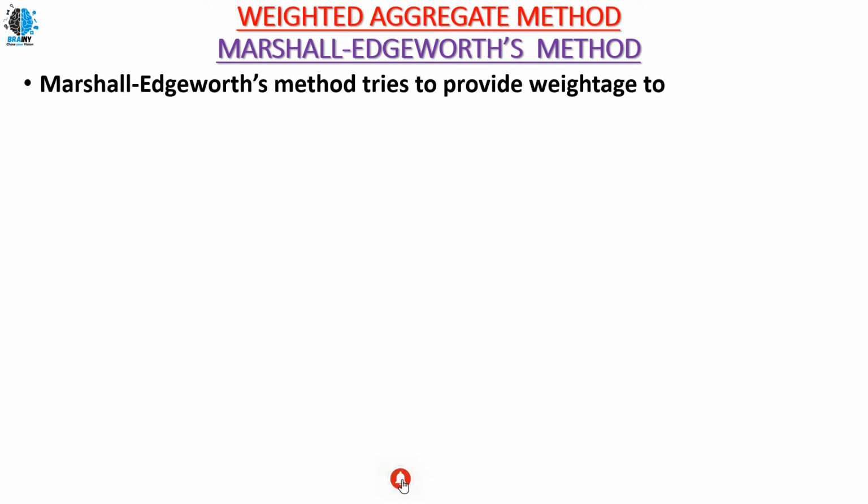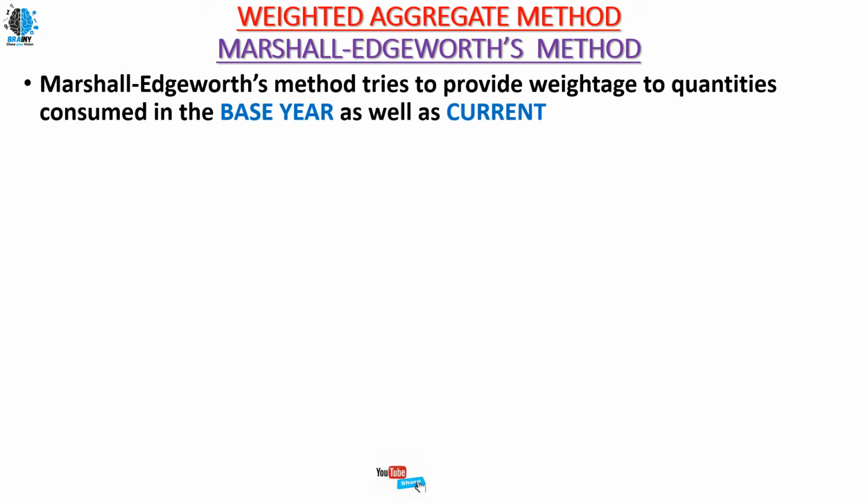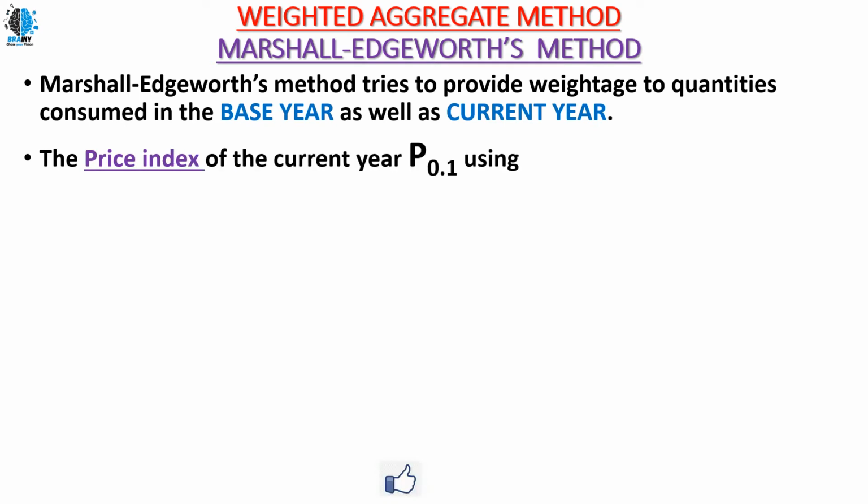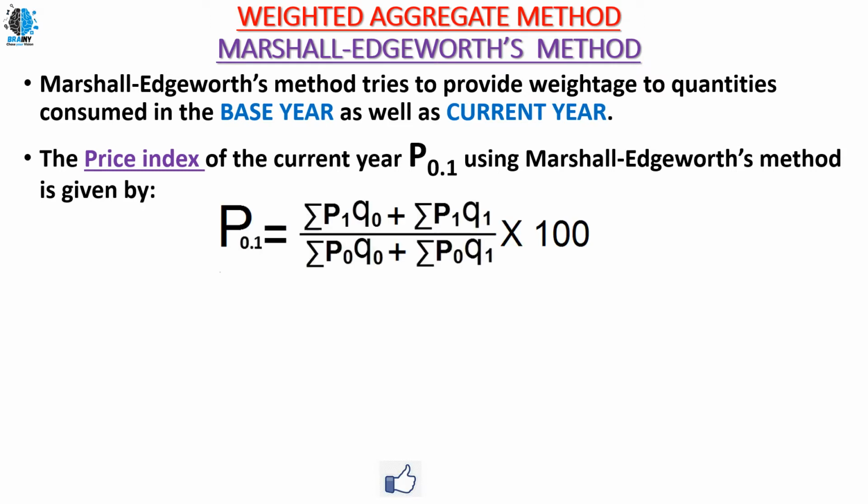Edgeworth method. Here the author has given the weight to both the current year as well as the base year. So the price index P01, that is for the current year based on the base year, using the Marshall Edgeworth method will be given as P01 is equal to summation P1 Q0 plus summation P1 Q1 whole divided by summation P0 Q0 plus summation P0 Q1.